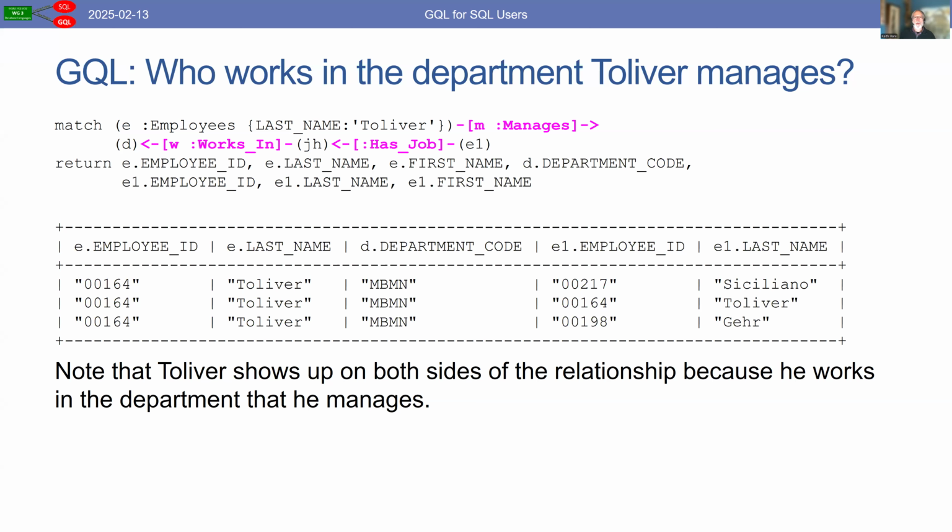Who else works in the department? Again, the match statement here gives me the same data as the example I used in the previous SQL, but this query is simpler. So any data that deals with relationships, as long as the relationship has been stored in the data, the query is going to be simpler in GQL than it is in SQL.